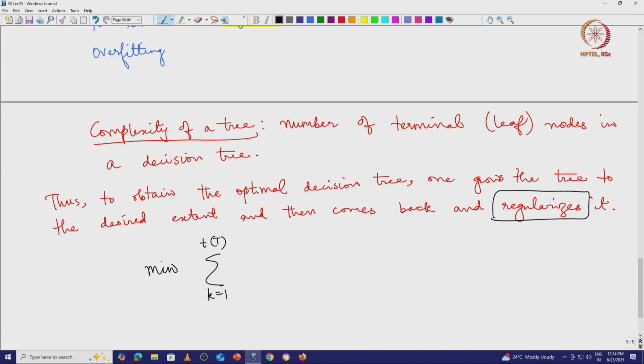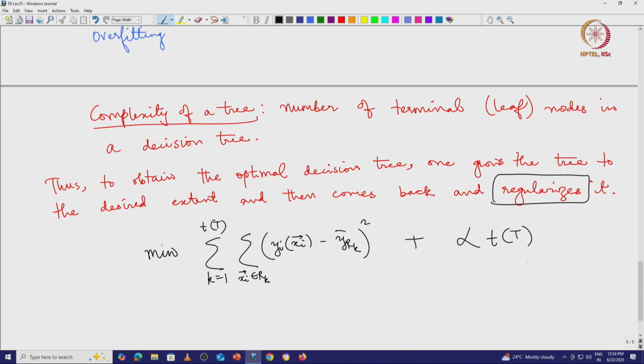So you have to sum over all the decision nodes, and then you have to look at all the points in those decision nodes or regions. The difference between the actual value and the predicted value, which is the mean of the values in that region, plus a penalty term. So the penalty is the number of terminal nodes in the tree, and that is what we are denoting by this lowercase t, which is a function of the tree that is being considered, which is capital T.